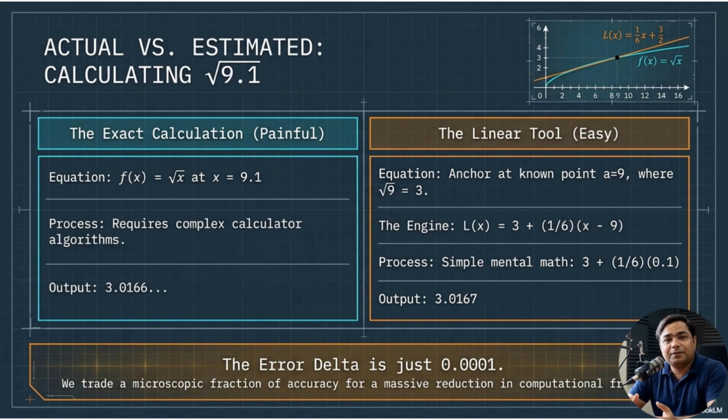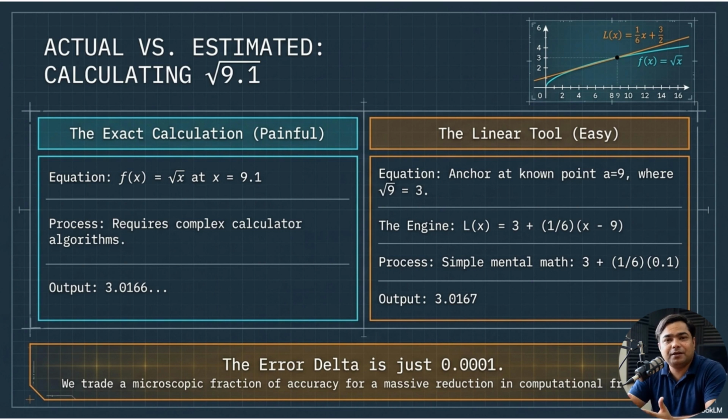Let us see how linear approximation works with a simple example. Calculating the square root of 9.1. The exact calculation requires a calculator. The exact value is about 3.0166. But using calculus, we can estimate it mentally. Let f(x) equals square root of x. We want to estimate f(9.1). We choose an anchor point close to 9.1 where the square root is easy. That point is 9 because the square root of 9 is 3.